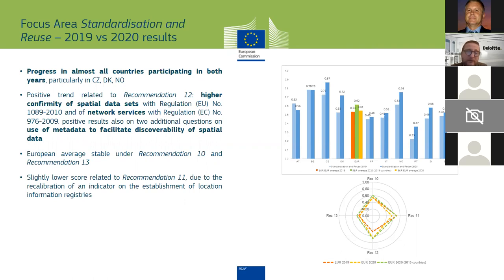The European average is reported being stable concerning recommendation 10 and recommendation 13 on data quality, as we mentioned before, which is still the weak practice under this focus area. And a slightly lower score has been reported related to recommendation 11 due to the recalibration of an indicator on the establishment of location information registers. Again, the new indicators better represent the current state of play.